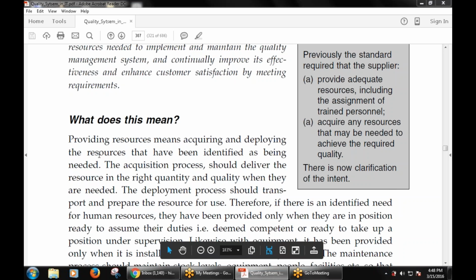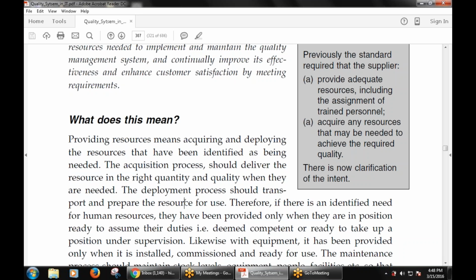So providing resources means acquiring and deploying the resources that have been identified as being needed. Whatever resources are needed, provide or supply them to the concerned departments. The acquisition process should deliver the resources in the right quantity and quality when they are needed. And the deployment process should transport and prepare the resources for use. Whatever processes are used for deployment should transport and prepare the resources for use.